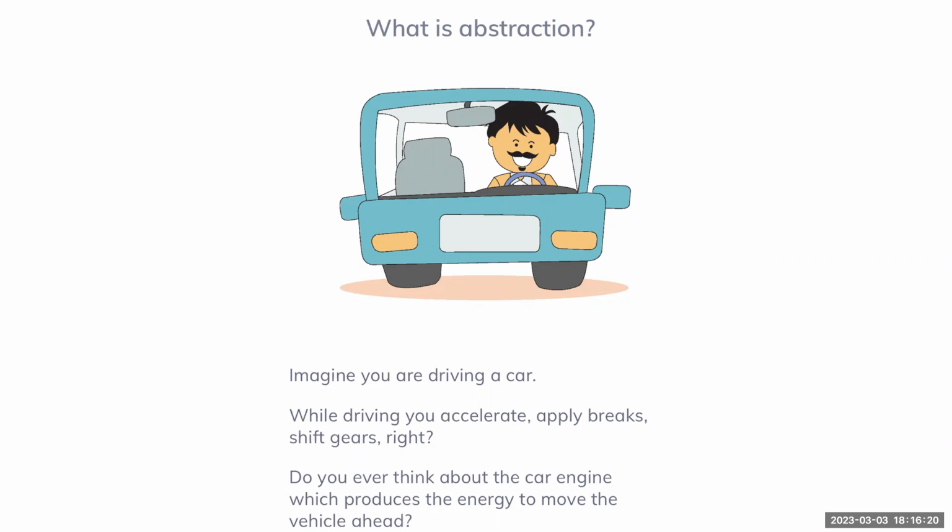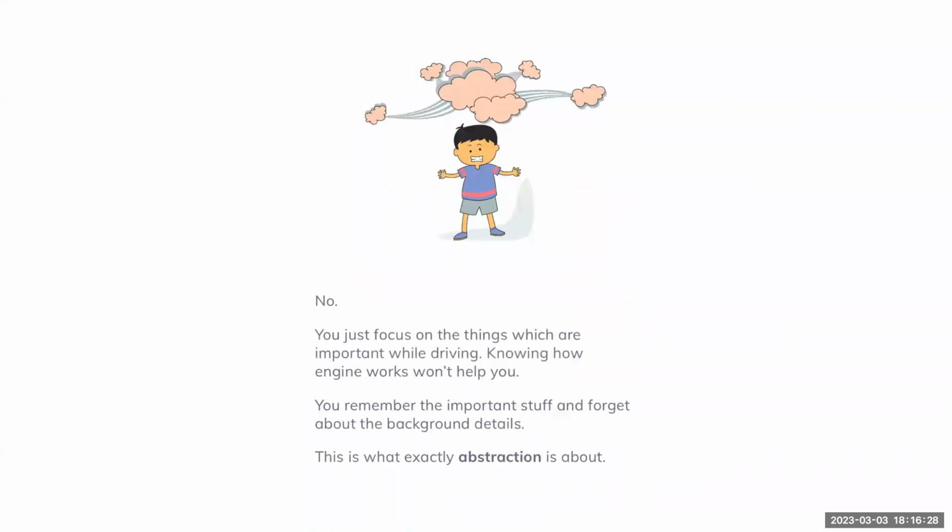But do you really need it? You don't require what exactly is happening in the car engine. We just focus on the things which are important while driving. Knowing how the engine works won't help you, so you remember the important stuff and forget about the background details. That is what we exactly call abstraction.